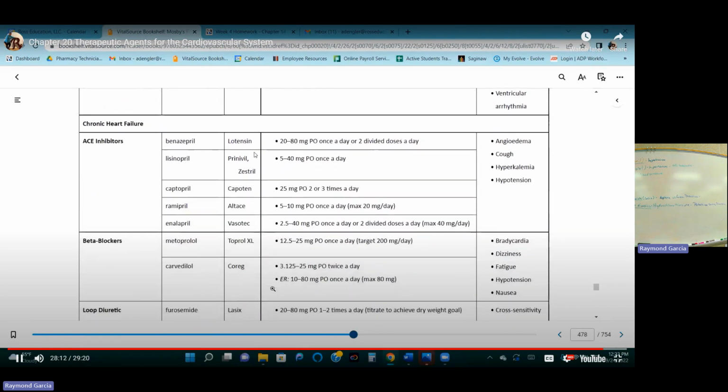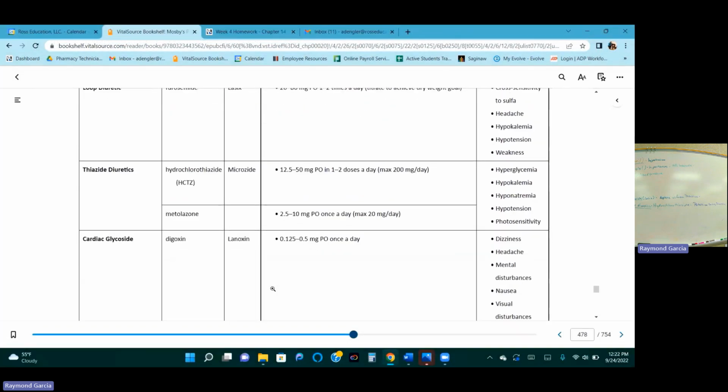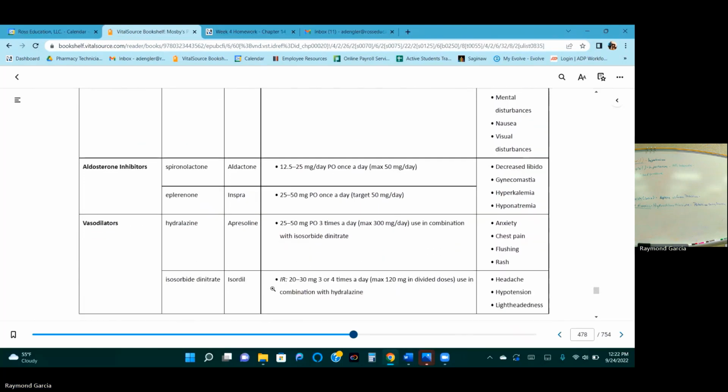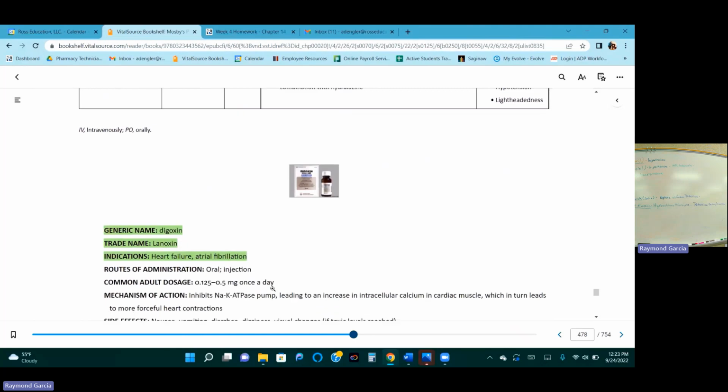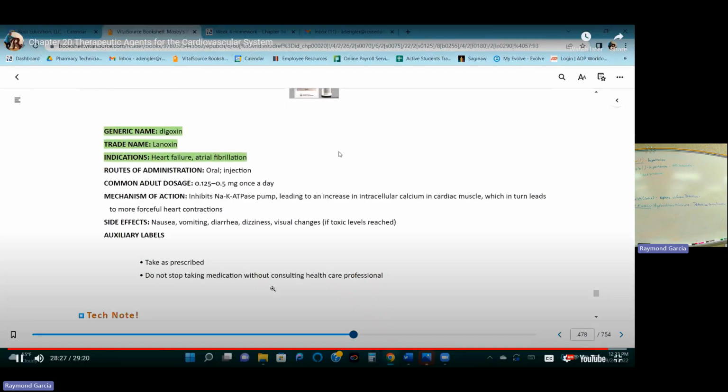For chronic heart failure: ACE inhibitors, beta blockers, loop diuretics, thiazide diuretics, cardiac glycoside, aldosterone inhibitors, vasodilators. Digoxin is a very popular medication used in both outpatient and inpatient pharmacy. It's indicated for heart failure or atrial fibrillation. It's popular because it can be given orally or be injected into a patient.